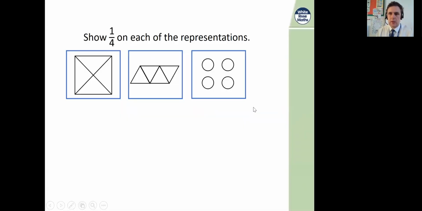And we come back. Some challenges to think of. I want you to show 1/4 on each of the representations. How might you do it? And is there more than one way? Well, let's have a look.